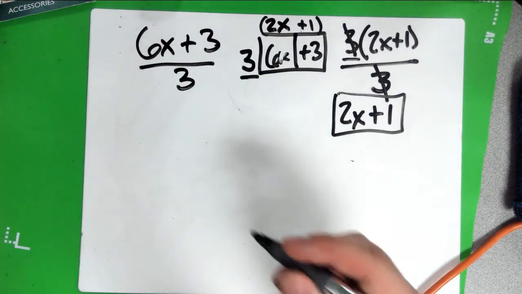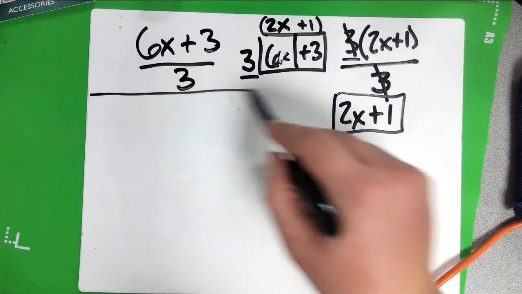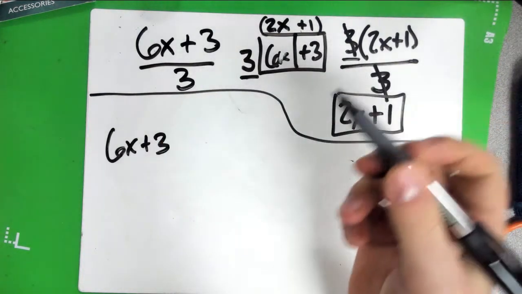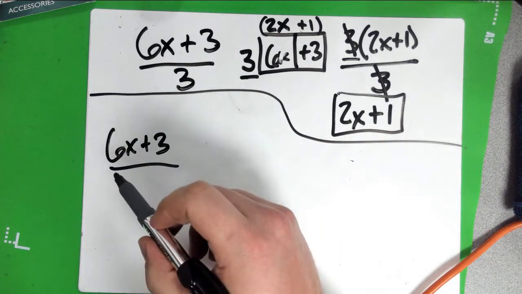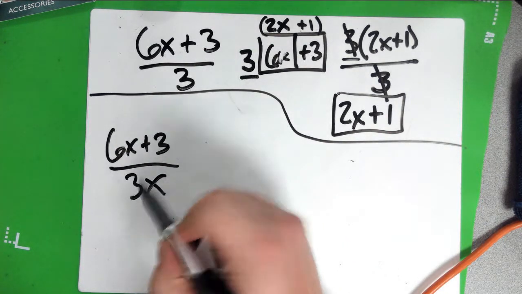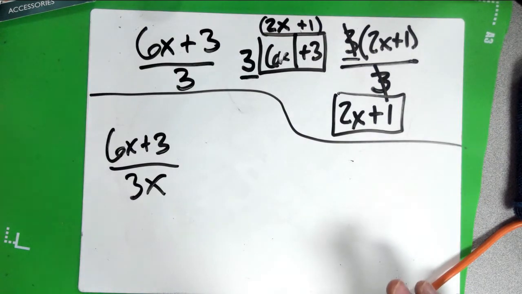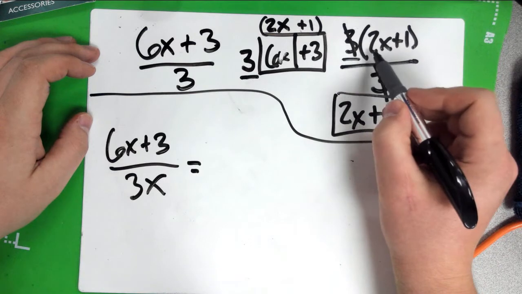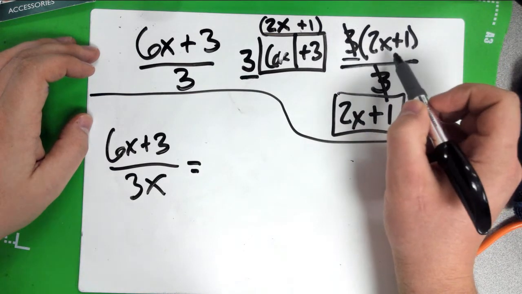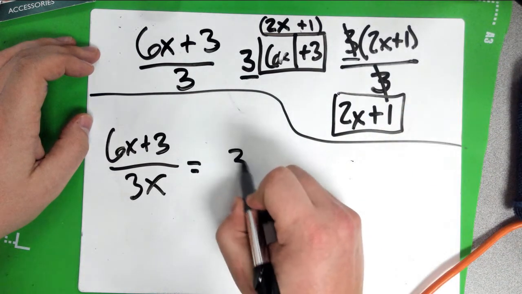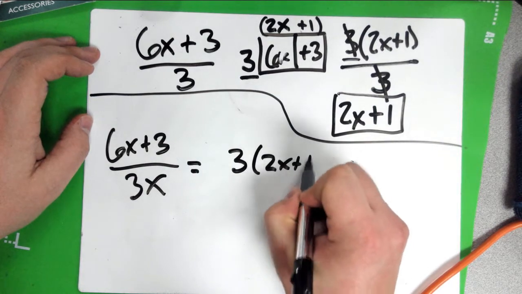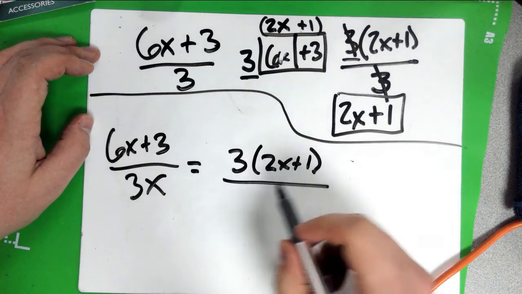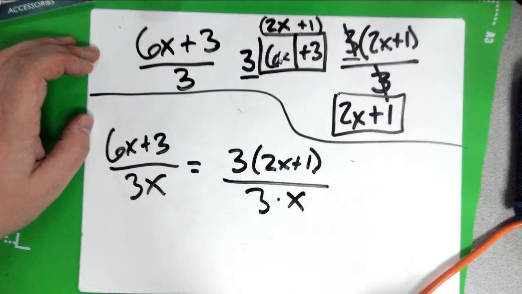Now, here's another example, a little weirder. Okay, let's make some room here. I've got 6x plus 3 again, and then this time I've got 3x on the bottom. So let's see what happens here. We know that 6x plus 3 factors into 3 times 2x plus 1 because that's what was up here. So we've got 3 times 2x plus 1, because that's the same thing as the other one. And then what's under that is really 3 times x.